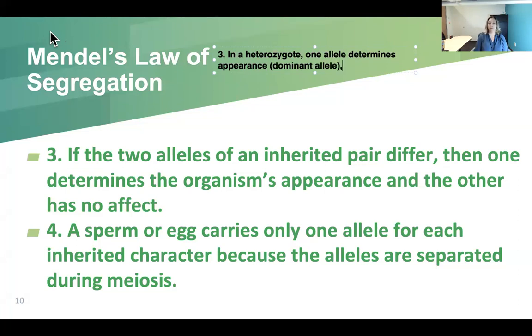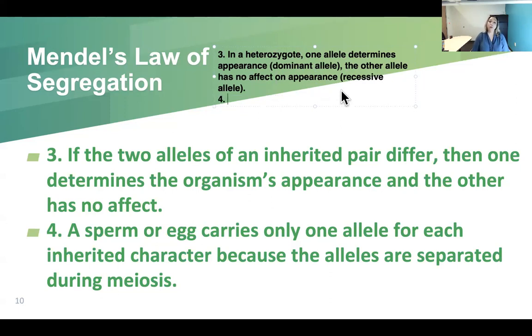So one allele determines appearance, the other allele has no effect on appearance. That is what we call our recessive allele. So here Mendel got the idea that one allele is dominant, one is recessive. If the dominant allele is present, then the appearance of the individual reflects that dominant allele, just like we saw with the yellow seed: if it's capital Y, or capital Y lowercase y, the seeds are yellow.